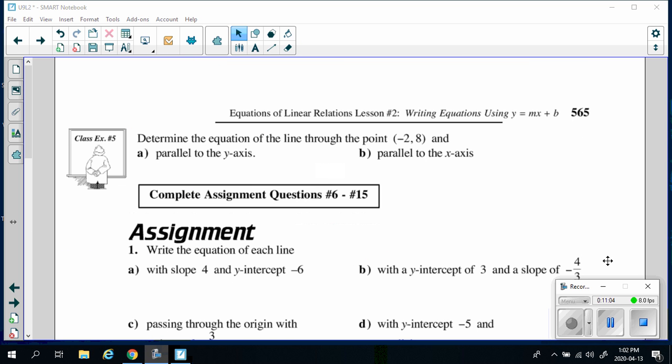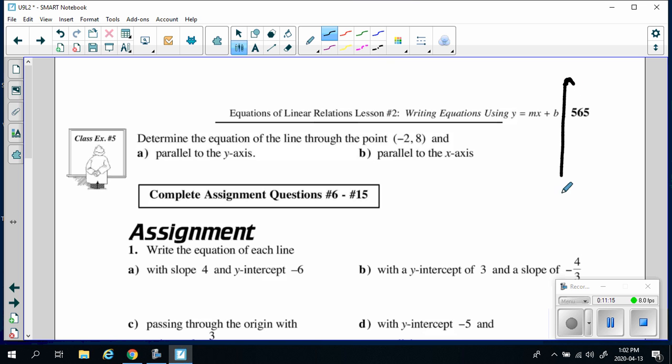For example number 5, it says determine the equation of the line through a particular point and parallel to the y-axis. So to explain this one, I'm actually just going to draw a little sketch here. And the point that they've given us is -2, comma 8. So I'm just going to estimate -2 is here and 8 is here. So here's the point I've been given, -2, comma 8. And in part A, it says that the mystery line that I'm talking about is parallel to the y-axis. So if I draw that, I could draw a line that looks like this, a vertical line.